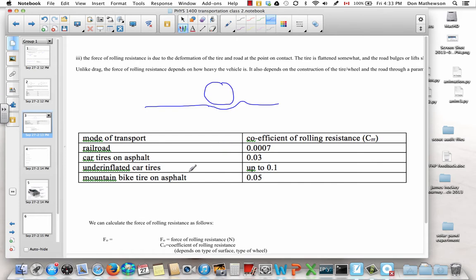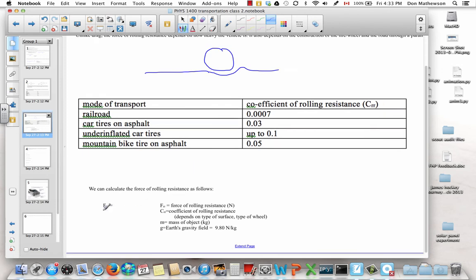Now, our model for rolling resistance is that the force of rolling resistance depends on a coefficient of rolling resistance, more on that in a second, and also the weight, mg, of the vehicle. Remember that g is the gravitational field strength, 9.8, m again is the mass in kilograms. What's the coefficient of rolling resistance tell you? Well, it's really dependent on the type of surface and also the type of wheel, so that if you have a really well-inflated car tire, it can be quite small. If the tire starts to get flat, the rolling resistance goes up.